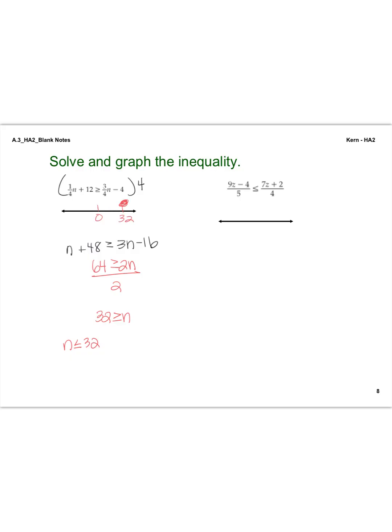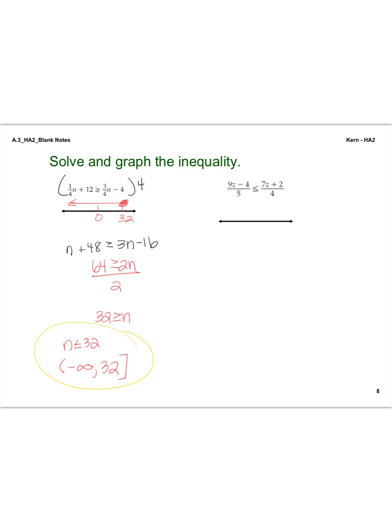Closed circle, left. Okay? Interval notation, we start with a negative infinity because it's a left arrow. We stop at 32. Bracket because it's a closed circle. So this whole thing is part of my answer.